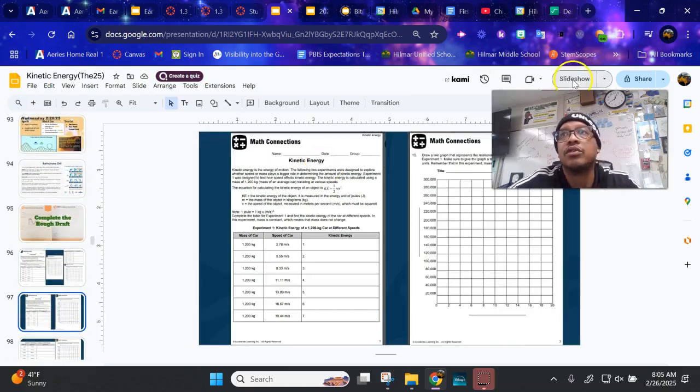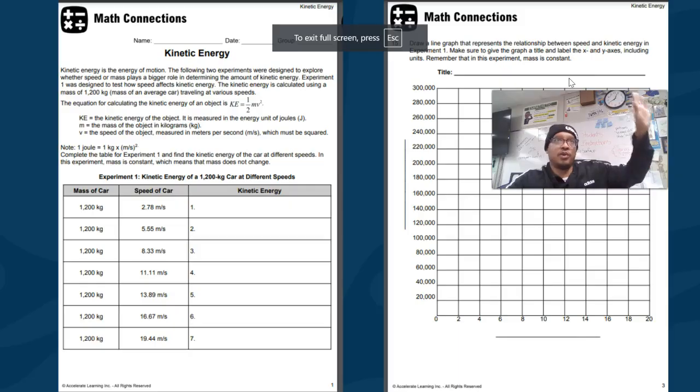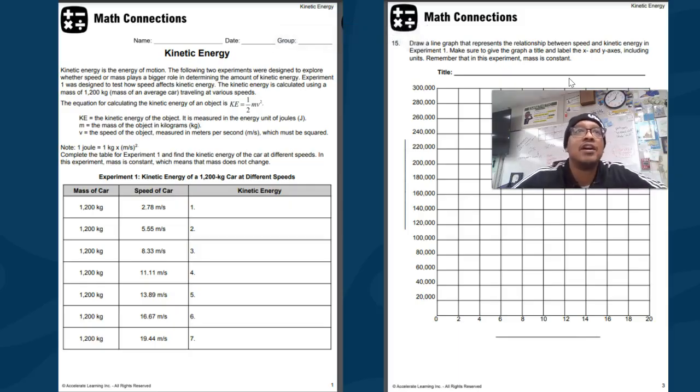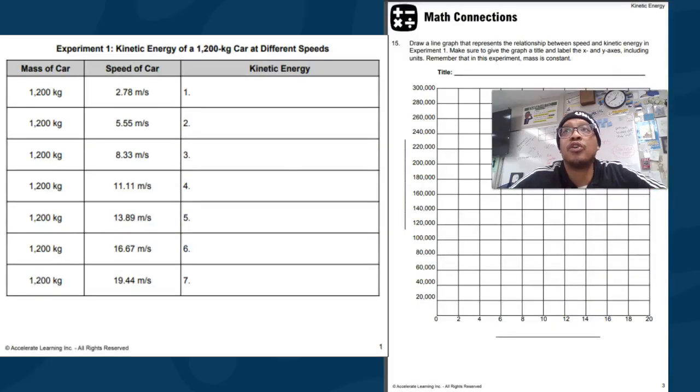So let's go here, slide. Adios, people. All right. Oh, you know what I just realized is I don't have experiment number 2 on here at all. So I'm going to scan that. I'll get that on there.